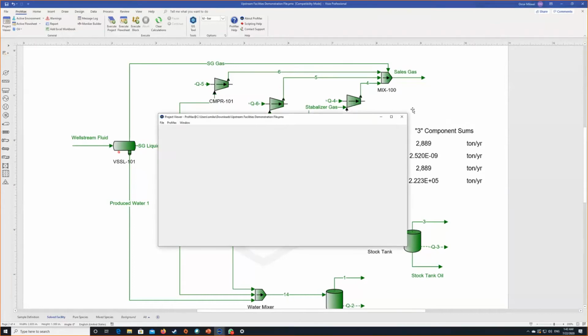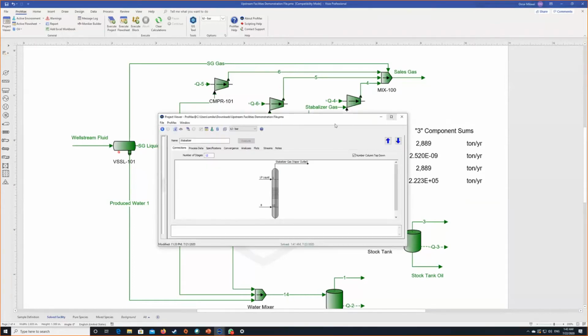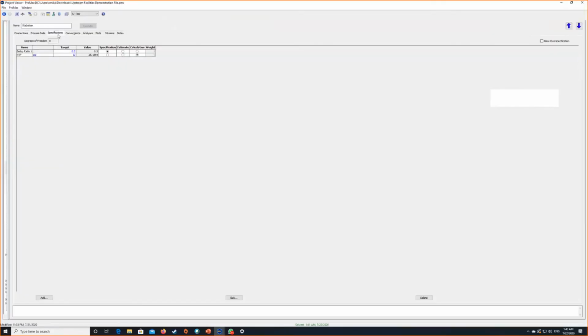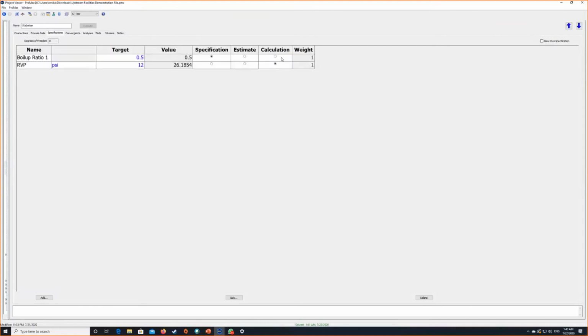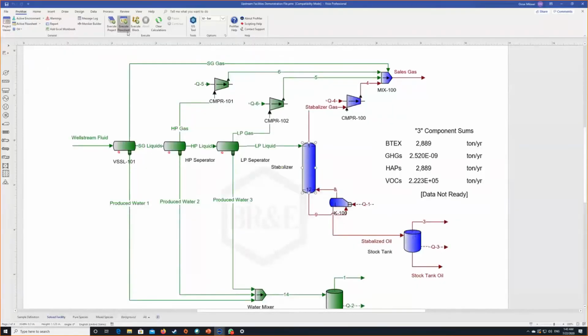So if you hop into the stabilizer, under specifications, I can deactivate the boil-up ratio as a specification and instead activate the RVP as a specification. I'm setting it to an RVP of 12. And now let's see what happens when I re-execute the system.